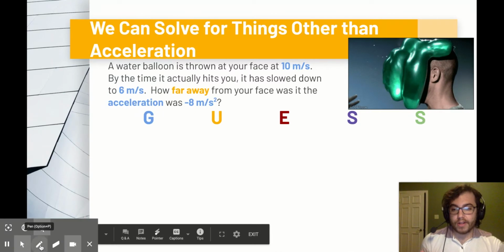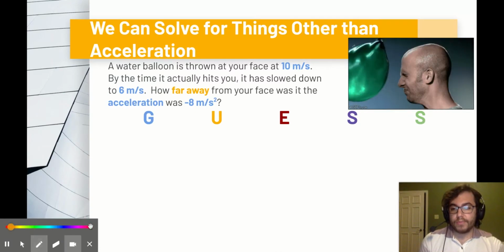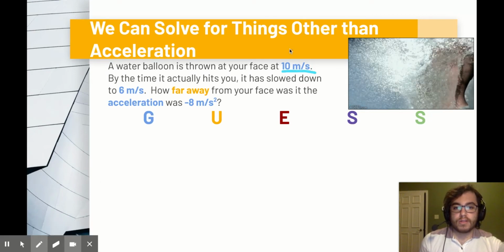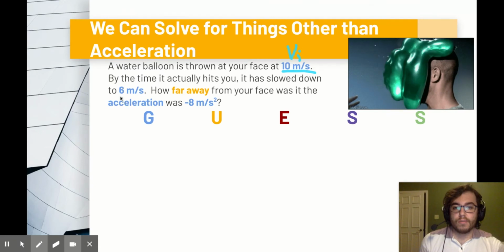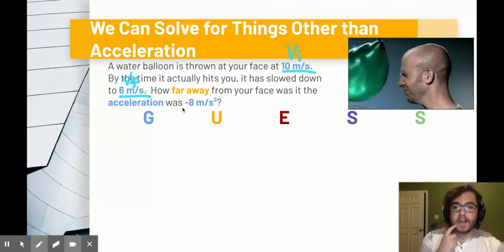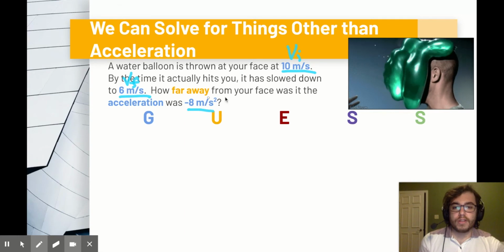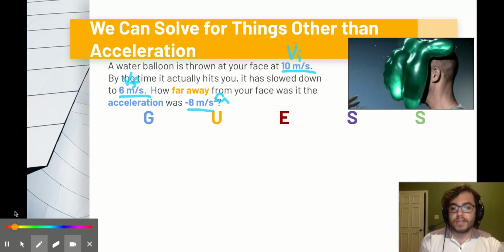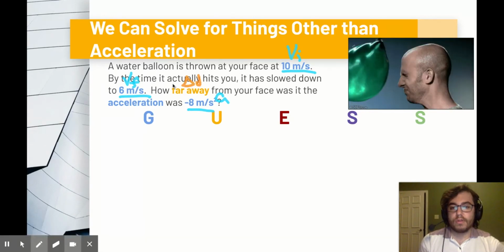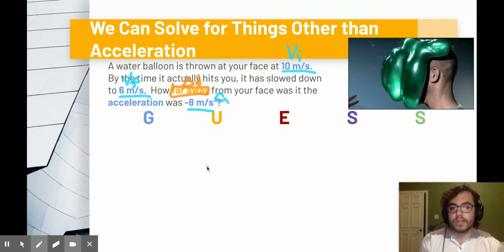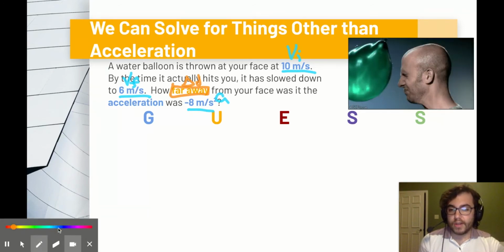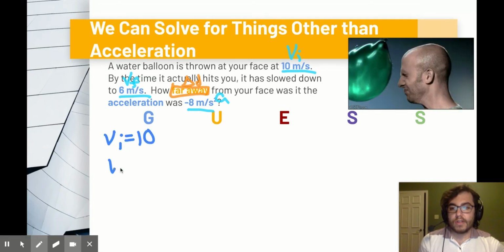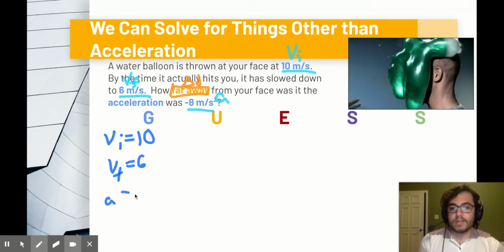know how to rearrange problems. So first step, let's read through the problem. A 10 meter per second is your initial velocity. 6 meters per second is your final velocity. The acceleration is given right here, but this time we're asking for displacement instead of acceleration. So it's a little trickier. Not too much trickier, but tricky nonetheless. So VI is equal to 10, VF is equal to 6, A is equal to -8.